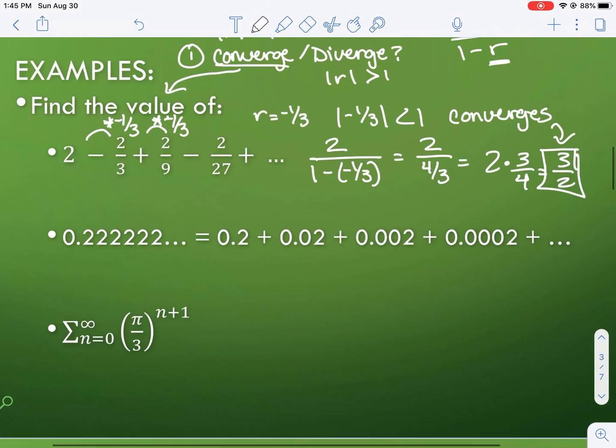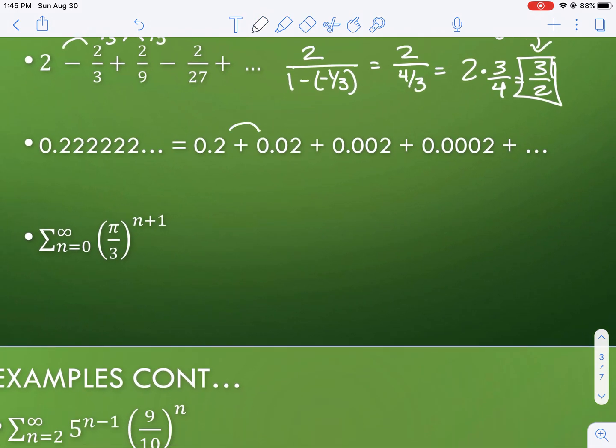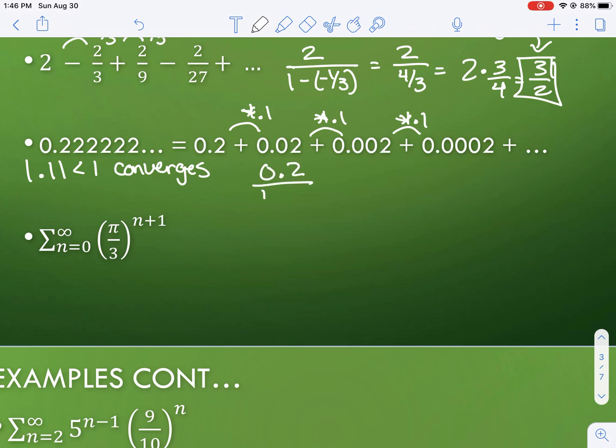If I look at this second example here, again, I need to find what r value I'm multiplying by in between each term. In this case, it is 0.1. Again, the absolute value of 0.1 is less than 1, so it converges. So we can now do 0.2 over 1 minus 0.1. 0.2 over 0.9 gives me 0.2 repeating. So that's the value that we find here.